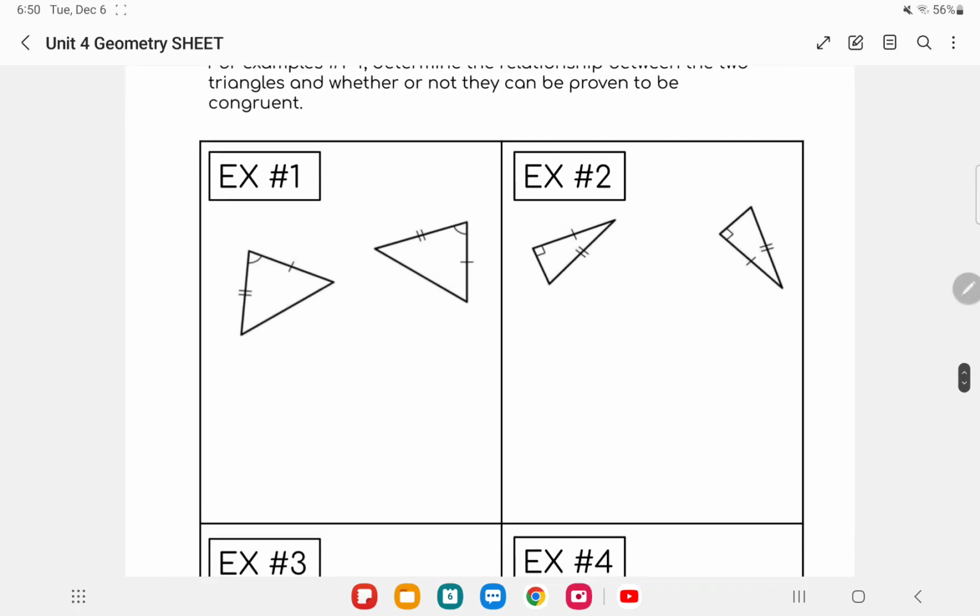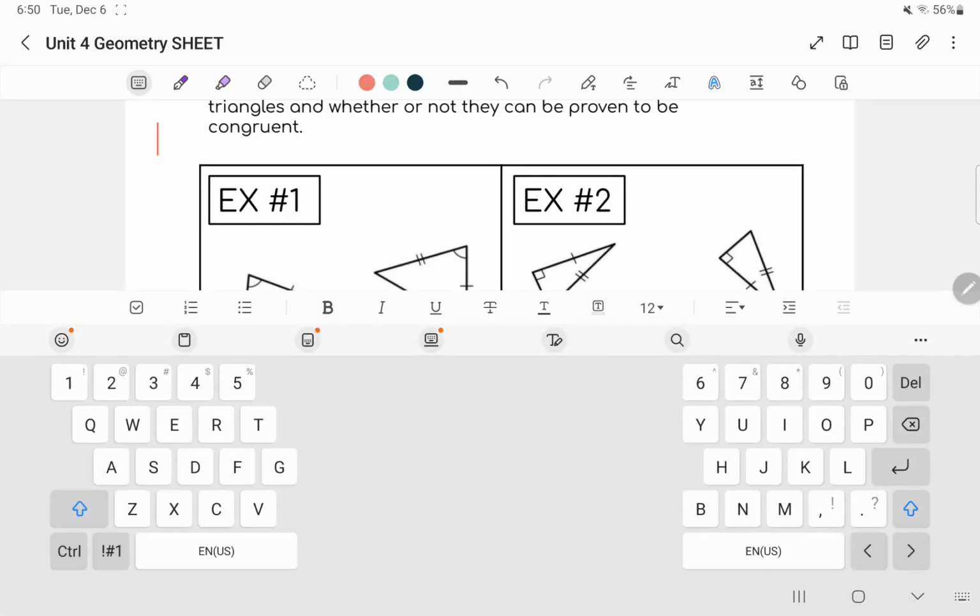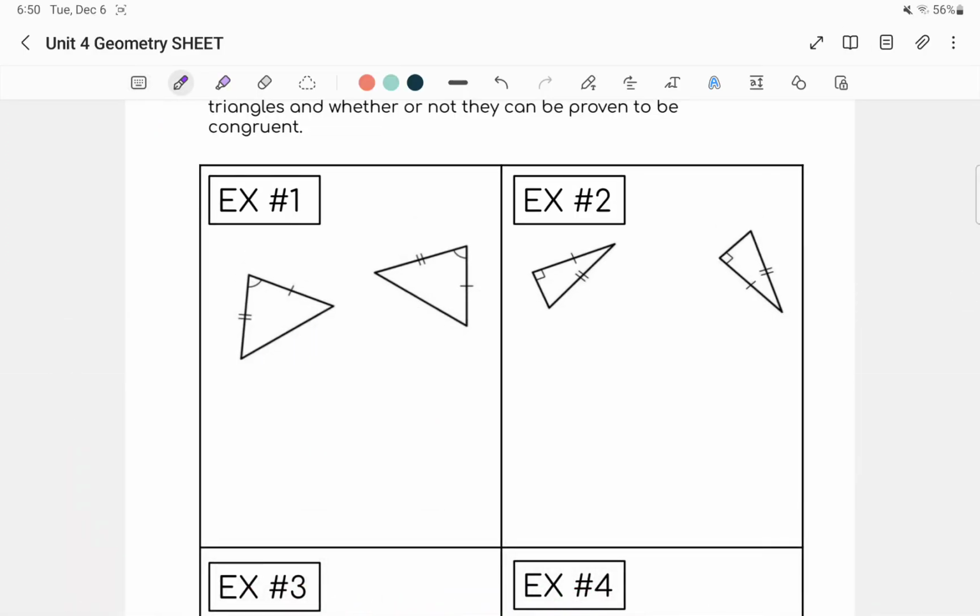So let's just make sure I can write. No, I cannot. There we go. All right, so example number 1.